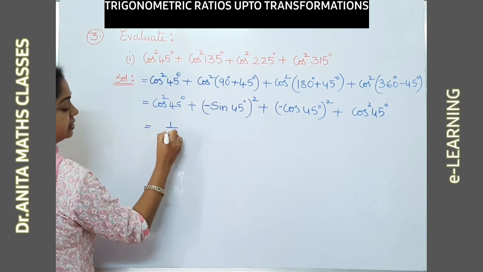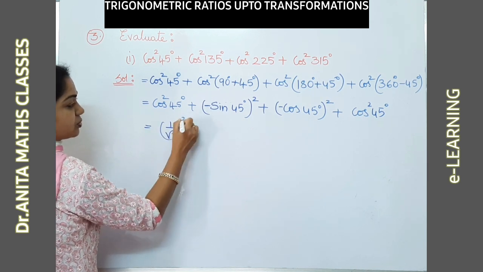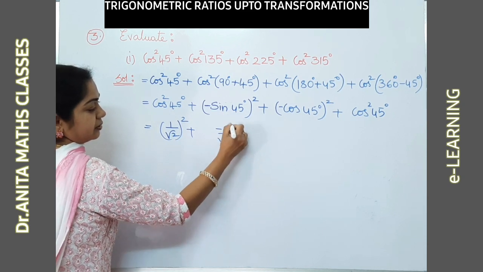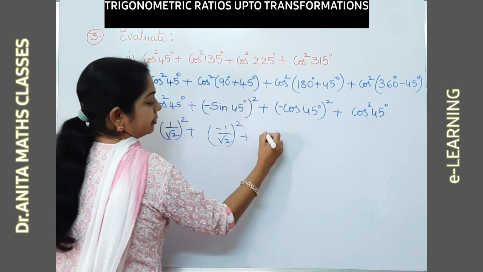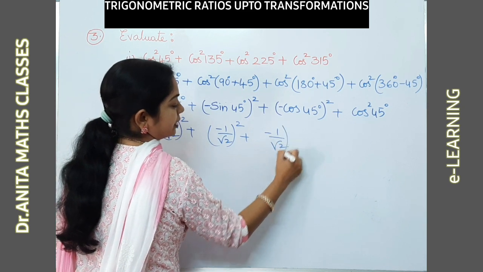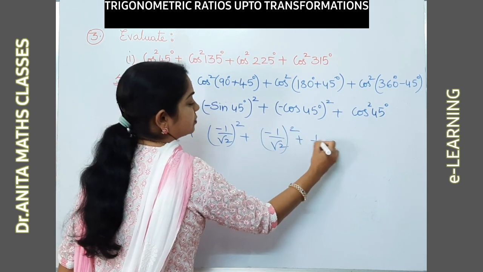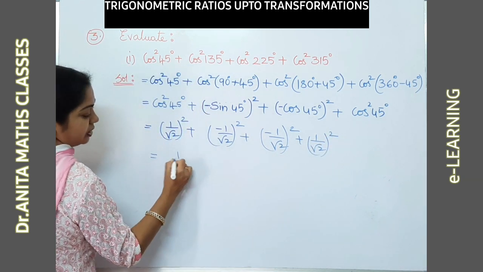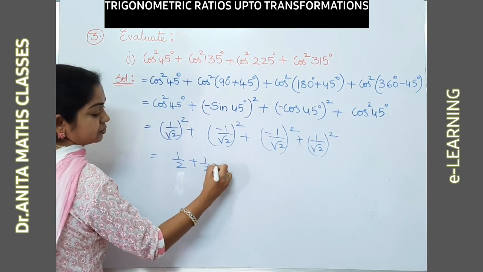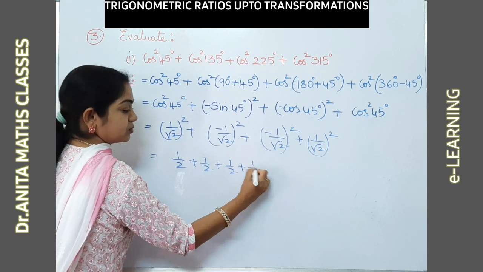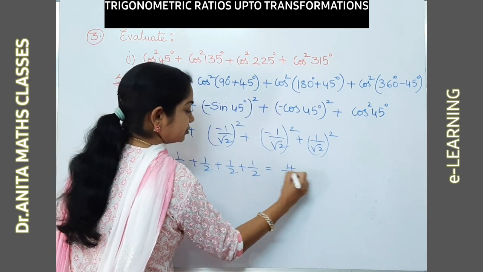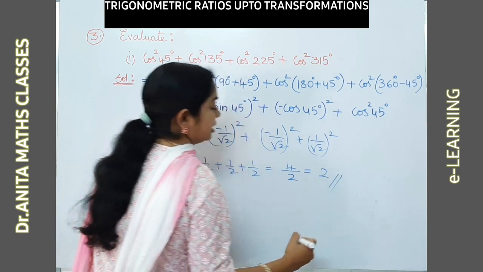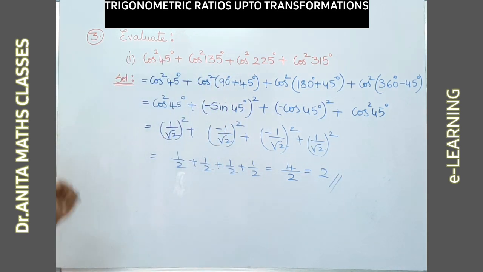Cos 45 is 1 by root 2 whole square, minus 1 by root 2 whole square, again minus 1 upon root 2 whole square plus 1 by root 2 whole square. So this comes to 1 by 2 plus 1 by 2 plus 1 by 2 plus 1 by 2. If you take the LCM, 4 upon 2, that is just 2 is the answer. Pause the video and note it down. Let's see the next one.